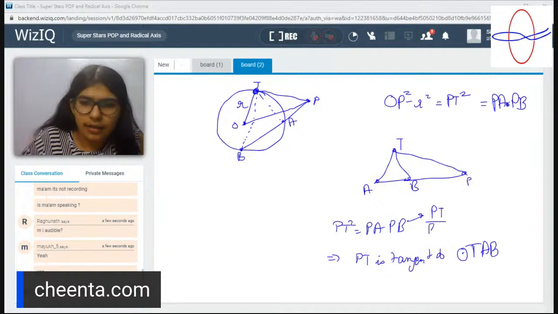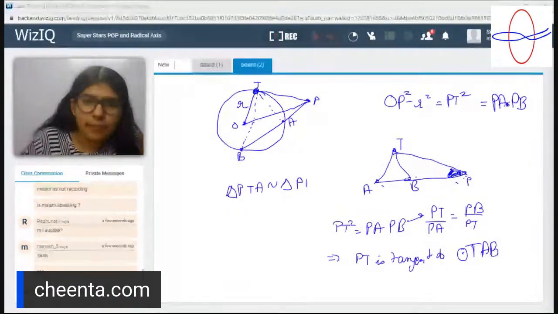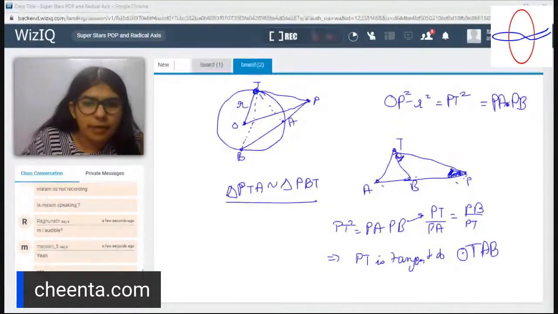You take PT upon PA equals PB upon PT, right? And this angle is common. So doesn't it imply that these triangles are similar, triangle PTA similar to triangle PBT? When this happens, angle PTB equals this angle, and that's exactly the alternate segment theorem for tangents.